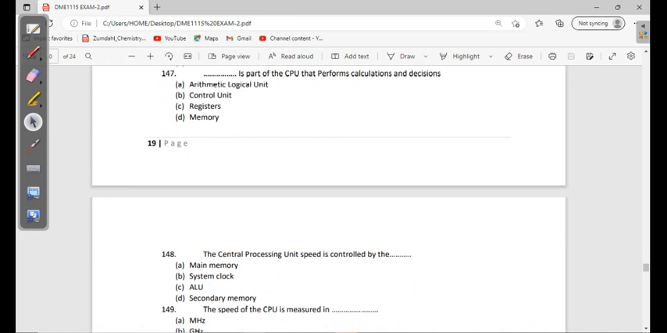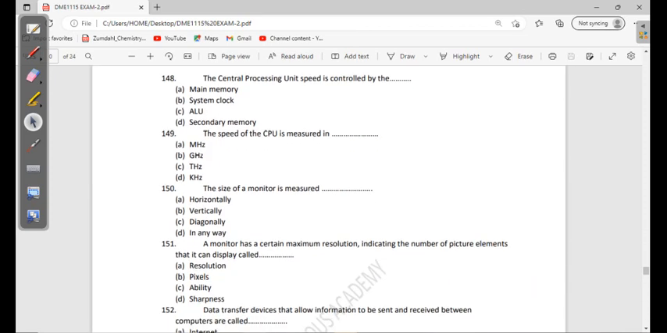147. Dash is part of the CPU that performs calculations and decisions. Control unit, arithmetic logic unit, registers, memory. What do you think? So that's a control unit. It performs calculations and also decisions.